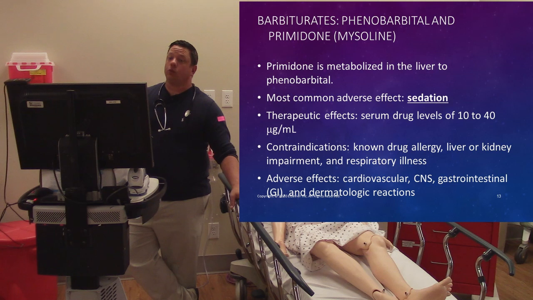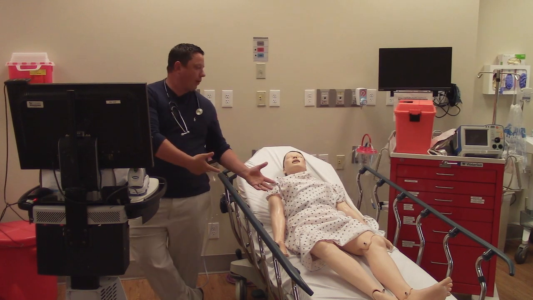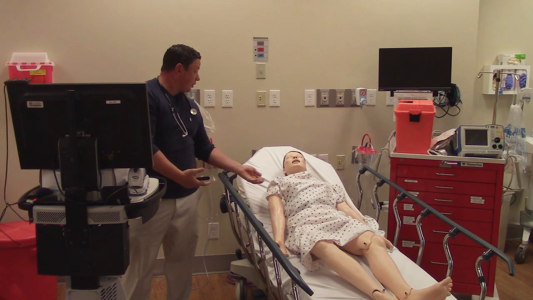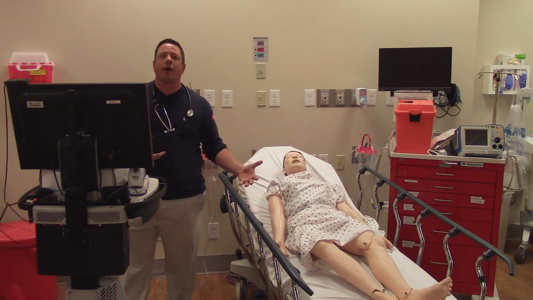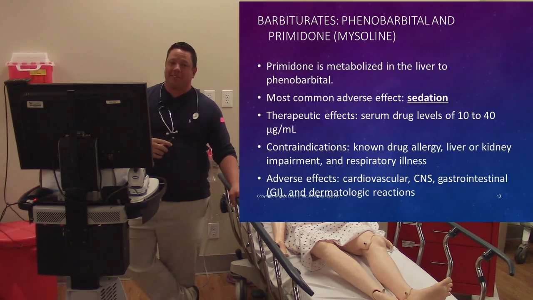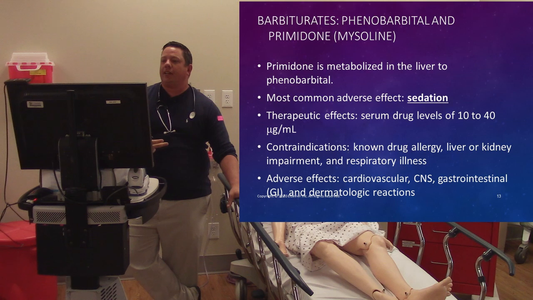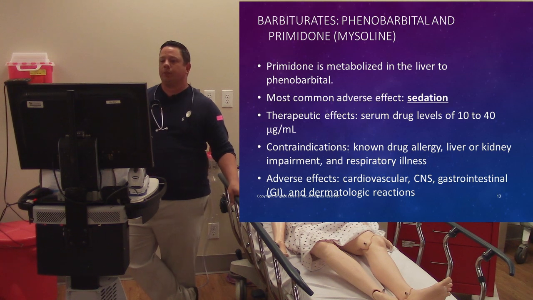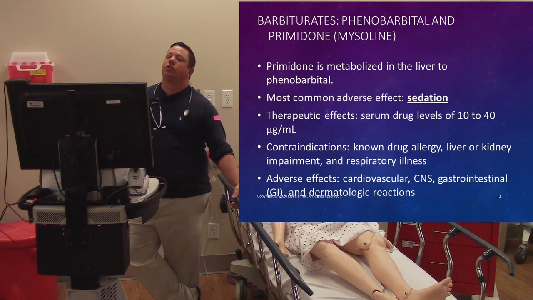Contraindications: known drug allergy. We say that with every drug ever. We can't give the drug to a patient if they're allergic to barbiturates. Known drug allergy, don't give the medication. Also liver or kidney impairment and respiratory illness. If you have respiratory illness, we shouldn't give you a CNS depressant. Adverse effects can be cardiovascular, CNS, GI, and dermatological reactions.